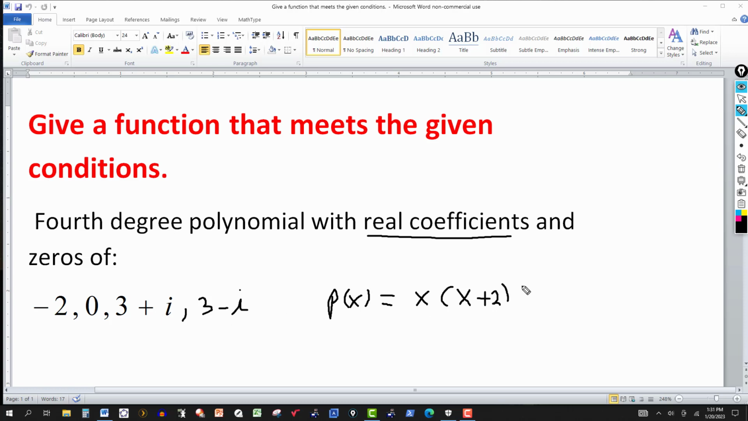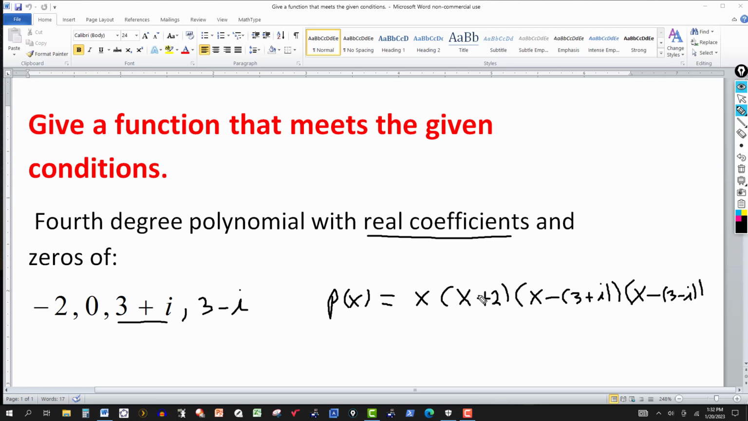And then for these two, I'll do it this way, with parentheses. 3 plus i is a zero, so x minus that number would be a factor. I'll put that in parentheses, so that would be x minus (3 plus i). And for this one, 3 minus i is a zero, so x minus (3 minus i) would be a factor. And that's really your answer.